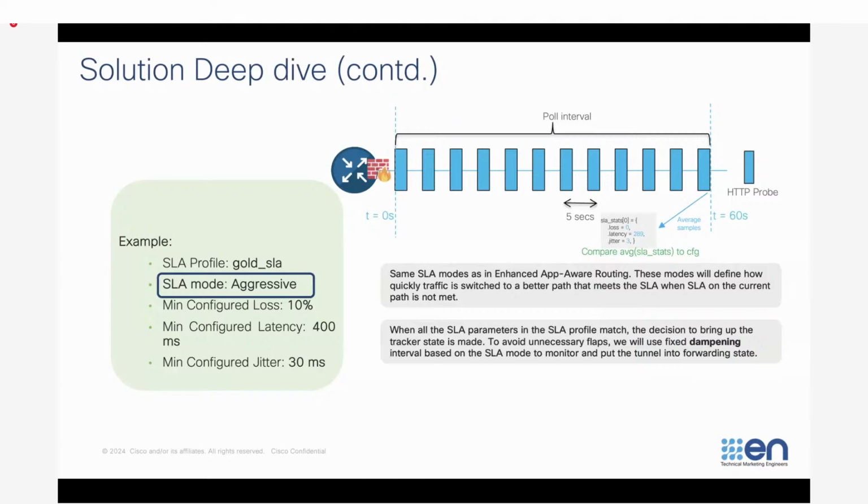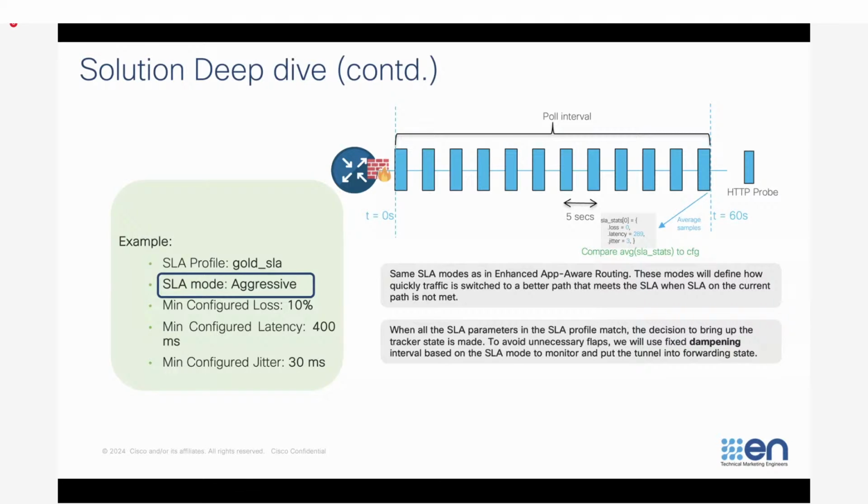A tracker is like if the tracker should come up or not is made. And we also account for dampening. So let's imagine a situation where your internet service provider, or there is some issue in the internet bound access, and the tunnel is experiencing constant flaps. We don't want to end up in a situation where you take the tunnel out of SLA, and then once it starts to meet the SLA, you bring the tracker up and put the traffic back into the tunnel.